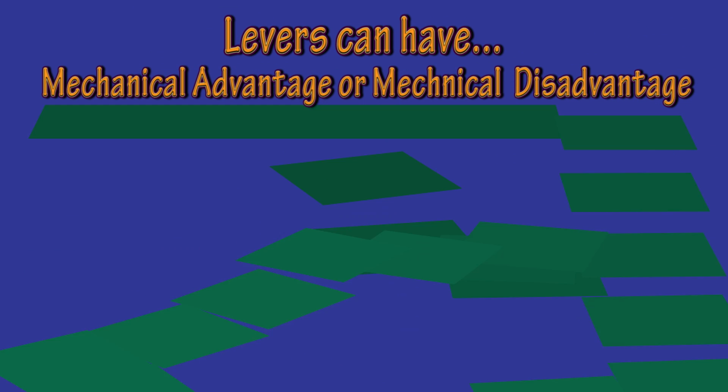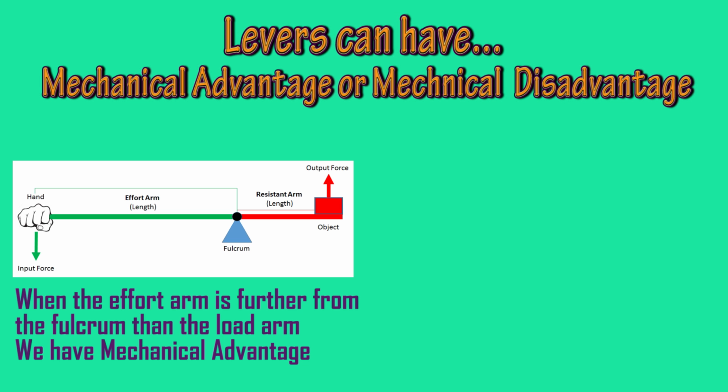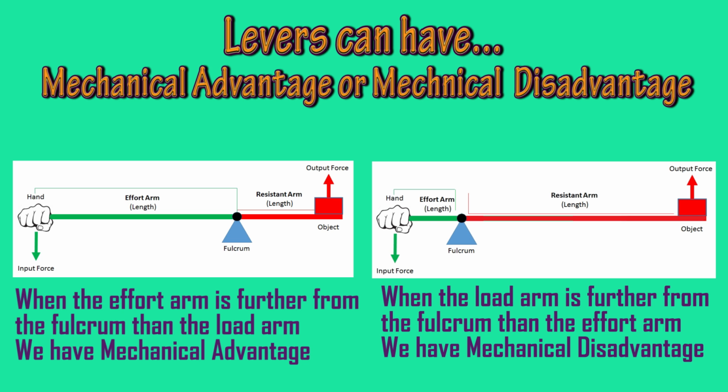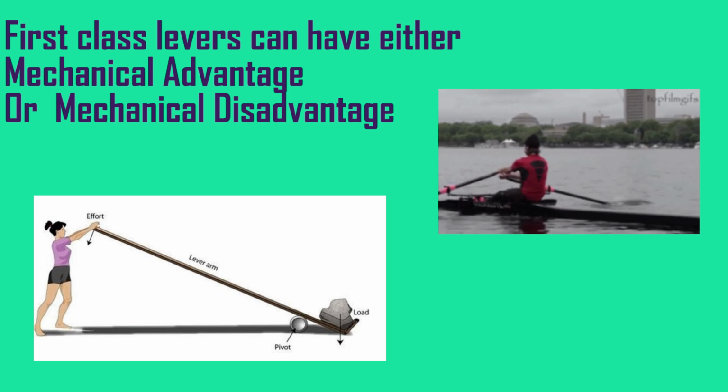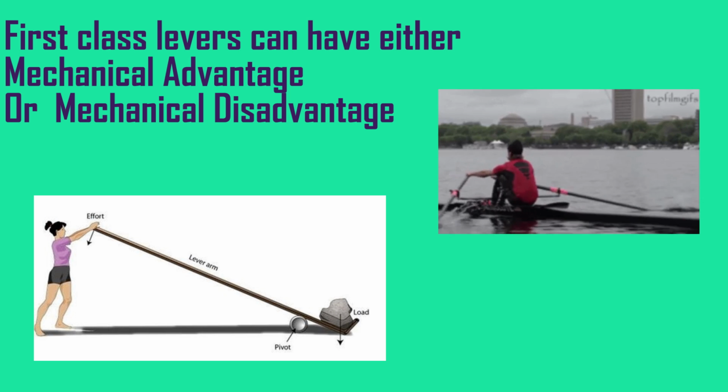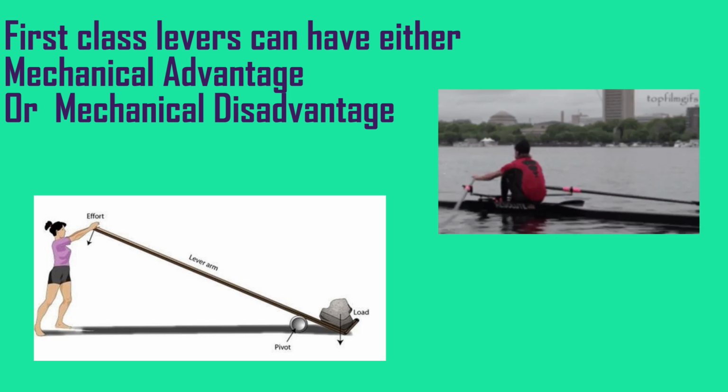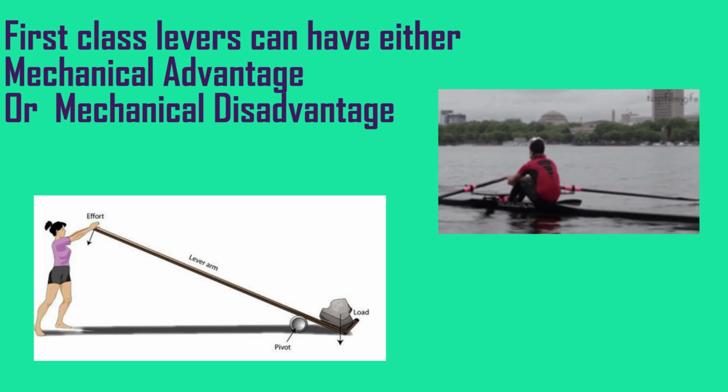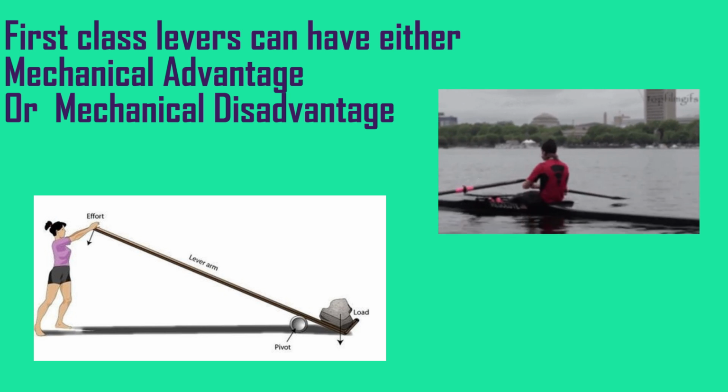Levers can have mechanical advantage or mechanical disadvantage. When the effort arm is further from the fulcrum than the load arm, we have mechanical advantage and it's easier to lift. When the load arm is further from the fulcrum than the effort arm, we have mechanical disadvantage. First class levers can have either mechanical advantage or mechanical disadvantage. The rower must pull the oars far away from the fulcrum to ensure they have some advantage.